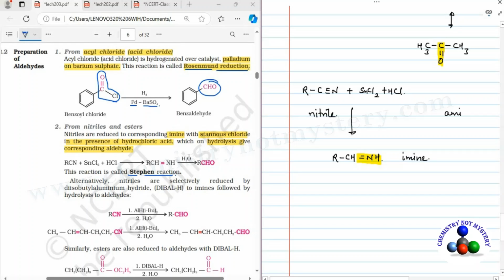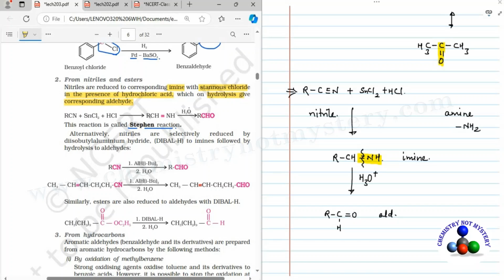If I remind you, amine is single bond NH2. Nitrogen doubly bonded to carbon is called an imine. When this imine undergoes hydrolysis in the presence of HCl, meaning the medium is acidic, so here I am going to write H3O+. When it undergoes hydrolysis, this bond will break and you will get R, C, H double bond O. So this is aldehyde. That's how you will get aldehyde by the reduction of nitrile.